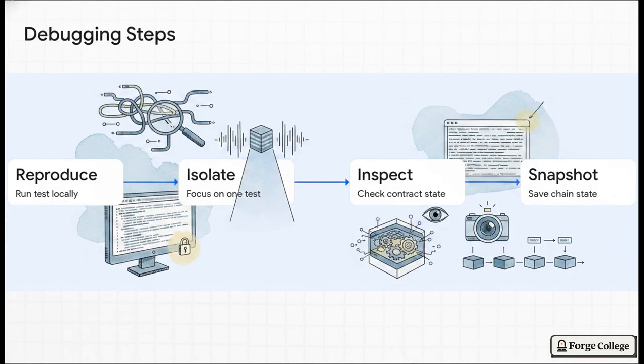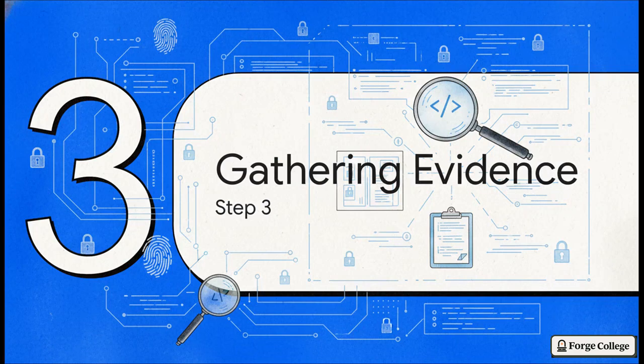This essentially gives us our core detective methodology. It's a really simple 4-step process. First, we reproduce the error locally. Second, we isolate it to cut out the noise. Next, we inspect the internal state of the smart contract. And finally, we snapshot our testing environment. By treating debugging as a structured procedural checklist rather than a wild guessing game, you are going to save yourself hours of pure frustration.